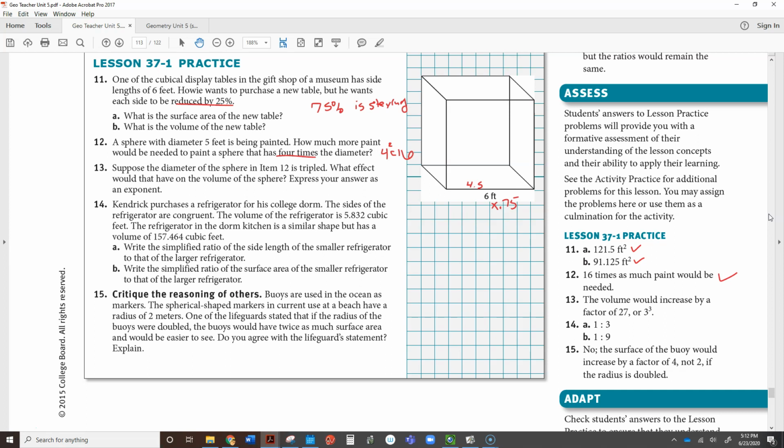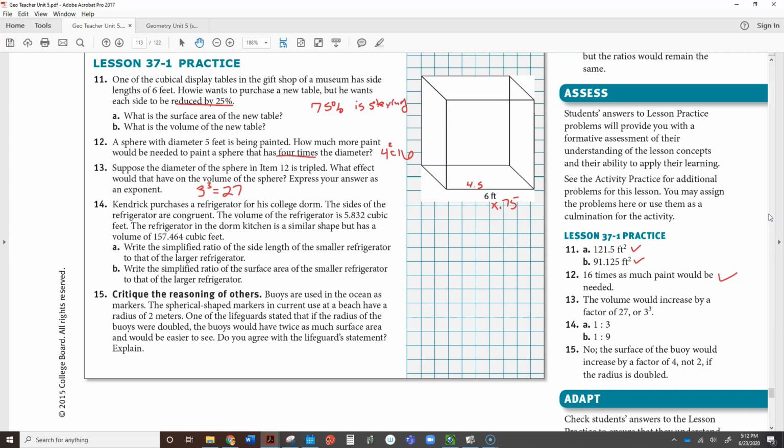Suppose the diameter of the sphere in 12 was tripled. What effect would that have on the volume? If the scale factor for the diameter was tripled, then the scale factor for the volume will be 3 cubed. So it would be 27 times bigger, or 3 cubed.